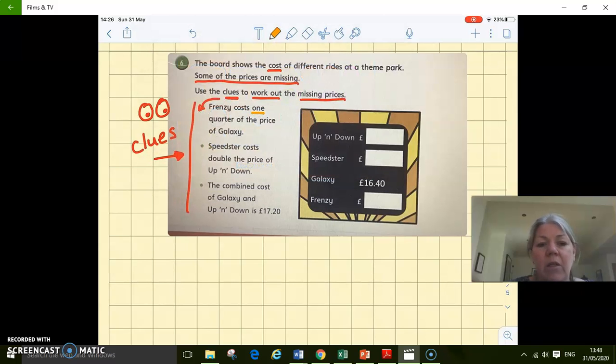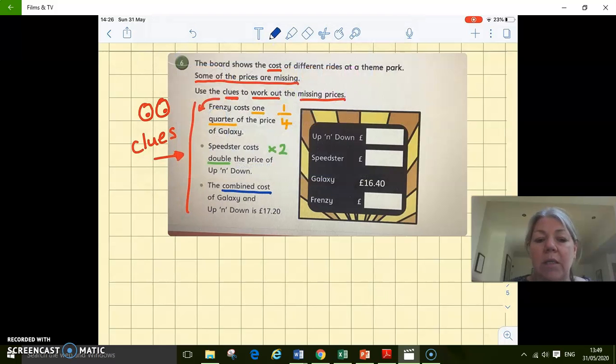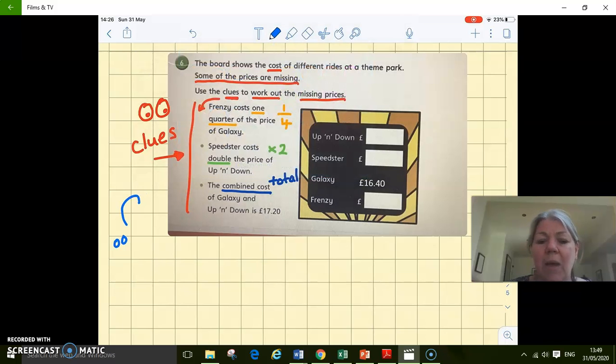Right. So I did say we were going to have to think about using our fractions, and here it is. Here's our quarter. Speedster costs double the price of Up and Down. Now we know that double is the same as multiplying by 2 or adding the same number twice. And the combined cost of Galaxy and the Up and Down is £17.20, and combined cost just means the total cost. So those two rides together are going to cost me £17.20.